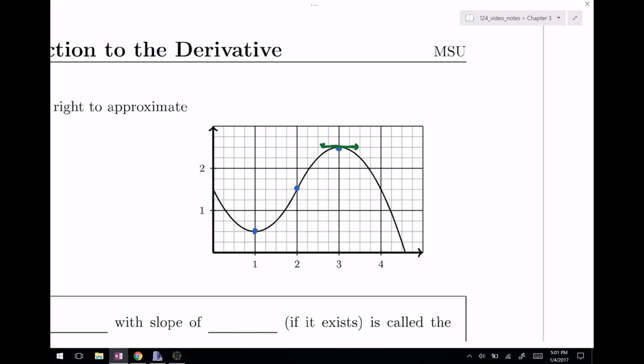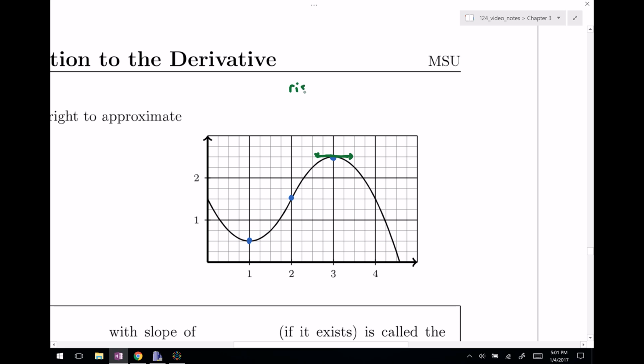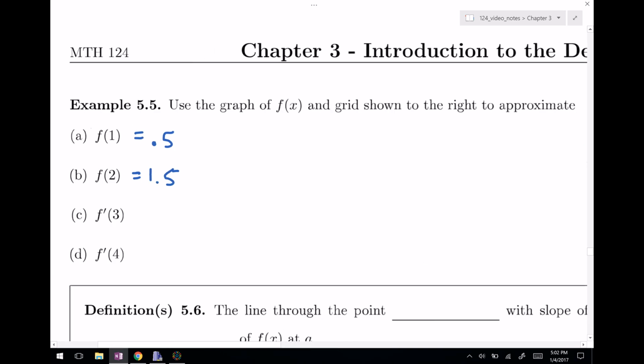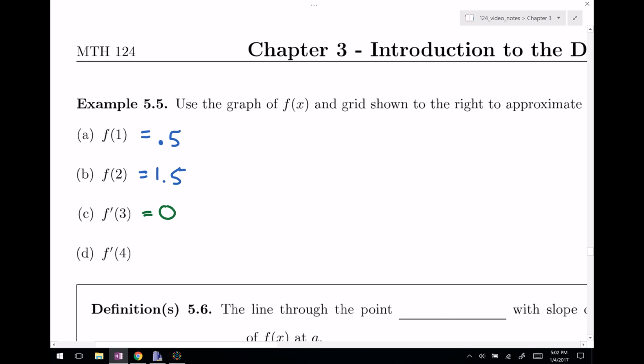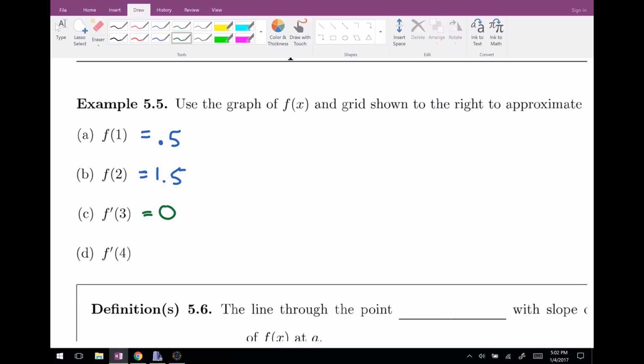So the slope of this line would be 0, because again, if we think about slope as rise over run, well, there's no rise, right? No matter what the run is, maybe 1 or 2 or 3 or whatever, there's no rise. So the slope is going to be 0 divided by 1, which is 0. Oops, that's a horrible 0. There we go. So therefore, I think the derivative there should be 0.